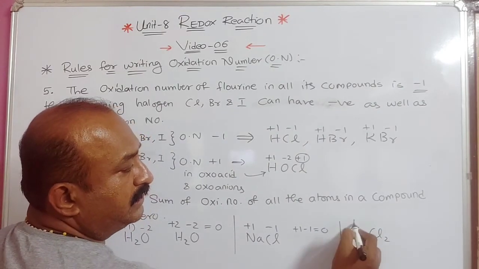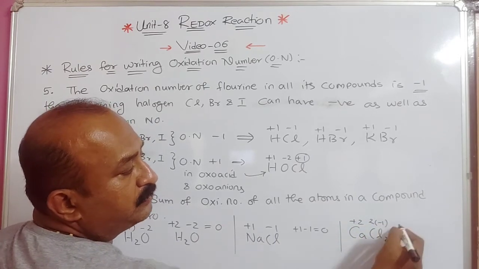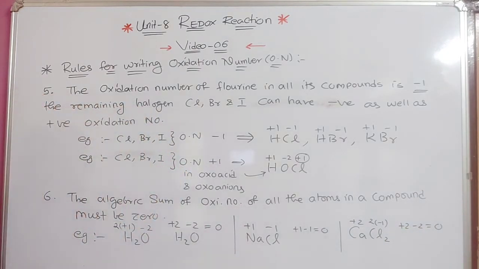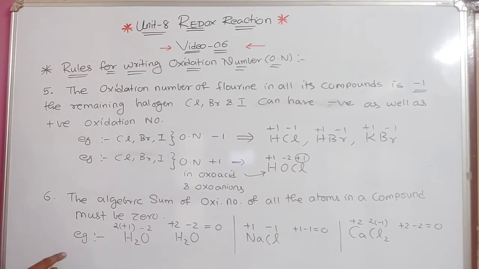If you take CaCl2, Ca is +2 and 2 into chlorine -1, so +2 and -2, the algebraic sum is 0. Understood? So the algebraic sum of all the atoms in a compound must be 0. If not, you can counter check it. If you try any other and it is not coming to 0, then obviously there is some mistake in assigning the oxidation number.